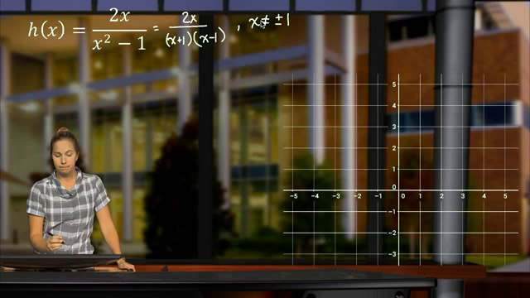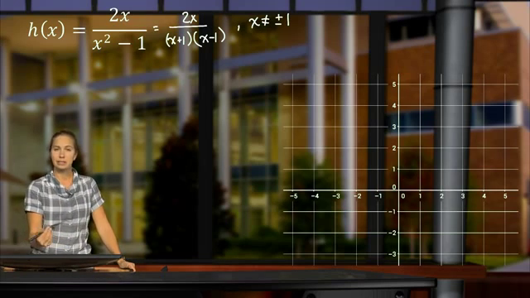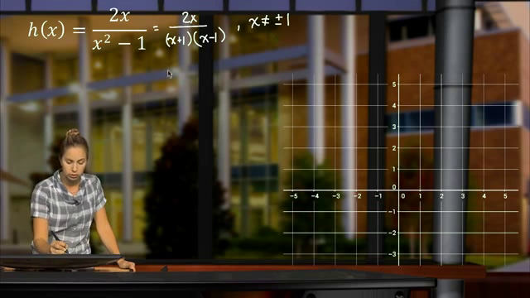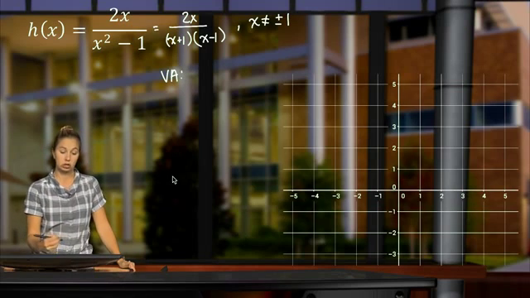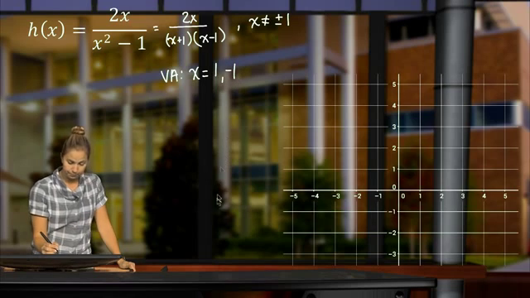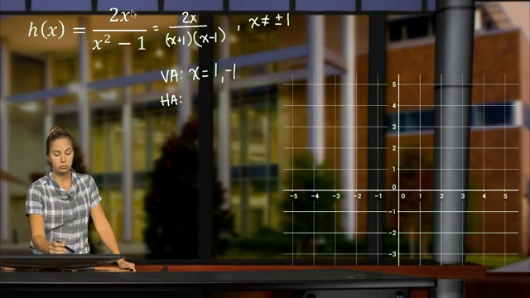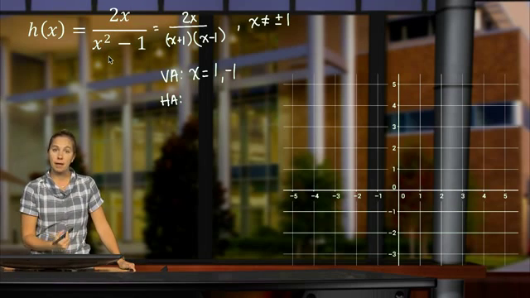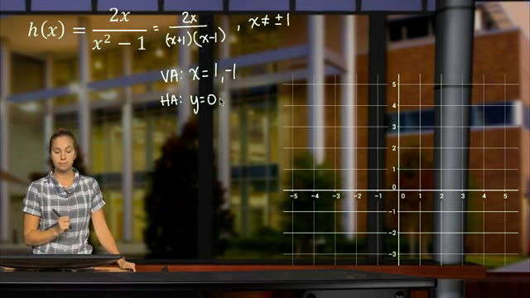That's our domain. Now we think about simplifying this function. Since there are no like factors in the numerator and the denominator, this is already in lowest terms. So our vertical asymptotes end up being the same thing as our restrictions. Now for a horizontal asymptote, since my function is bottom heavy, my horizontal asymptote is at y equals 0.